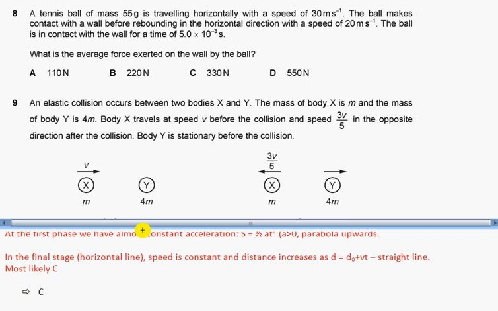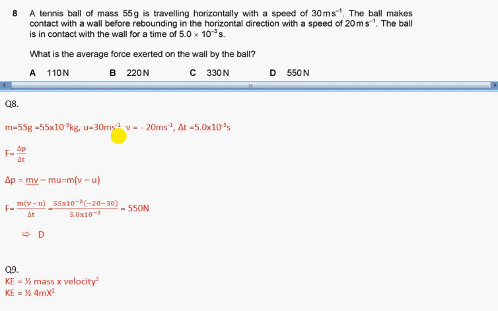Question 8. A tennis ball of mass 55 grams is traveling horizontally with speed 30 meters per second. The ball makes contact with the wall before rebounding in the horizontal direction with speed of 20. The ball is in contact with the wall for time t. What is the average force exerted on the wall by the ball? So mass we turn into kilograms, initial velocity is 30 meters per second. Final velocity is in the opposite direction, minus 20 meters per second.